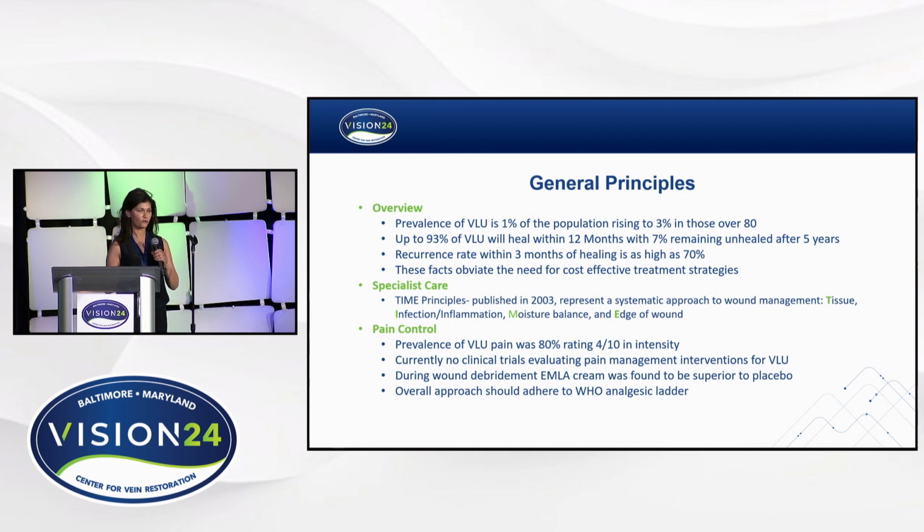So just a general overview, the prevalence of venous leg ulcers is 1% in the population and rising. In those over 80, it's 3%. Although 93% of venous ulcers typically heal within 12 months, 7% remain unhealed after 5 years. And there's a recurrence rate within 3 months as high as 70%. So cost is definitely a factor here. In the UK, $720 million are spent a year treating venous ulcers, and here in the US, it's approaching $3.5 billion. So it's definitely something we need to look into.